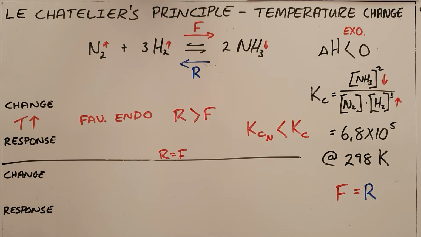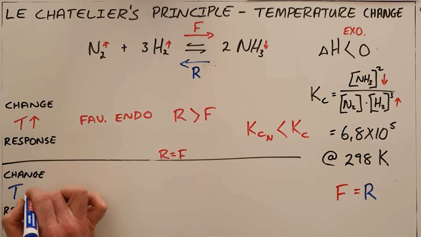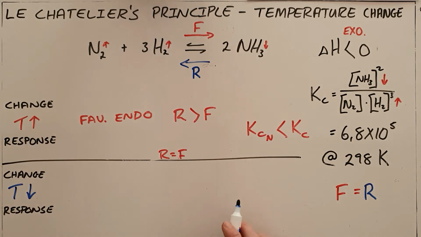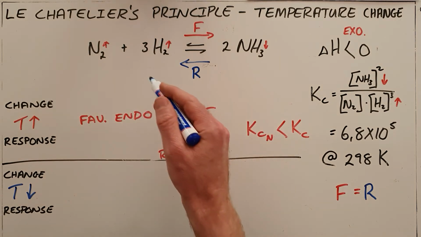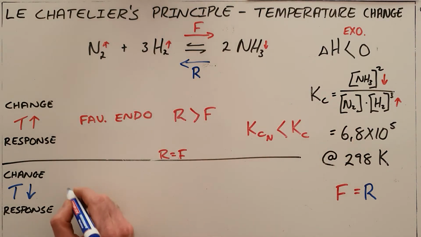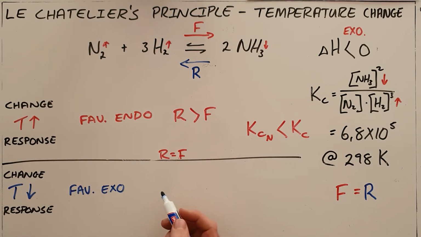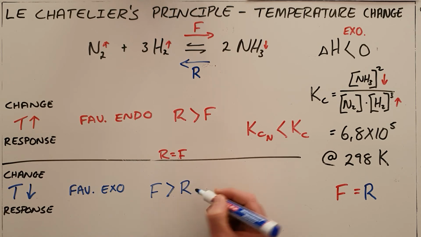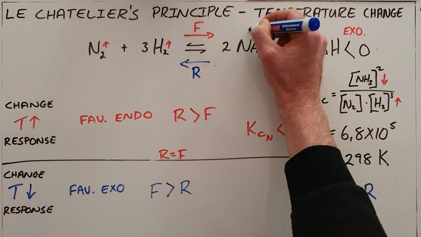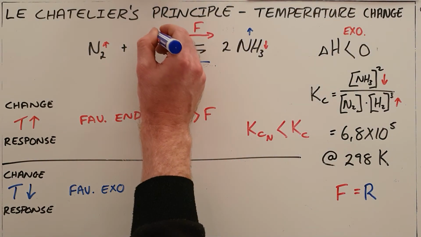We can do another example where we see what would happen if the temperature of this was externally decreased. Once again, Le Chatelier's principle says that we will favor the direction that undoes that change. So we tried to decrease the temperature. This reaction is going to try to counter that by increasing its temperature, meaning favoring the exothermic reaction, which in this case is the forward direction, which means that temporarily the forward reaction proceeds at a greater rate than the reverse reaction.